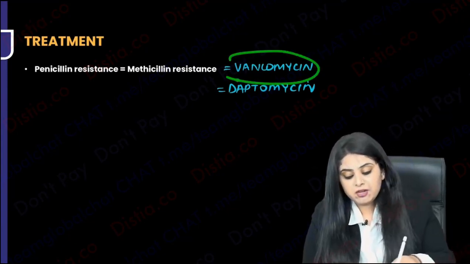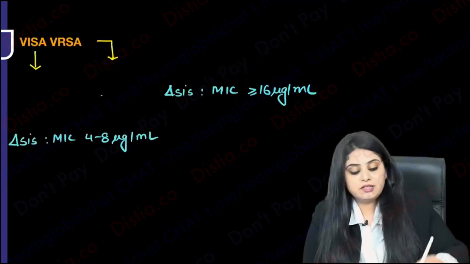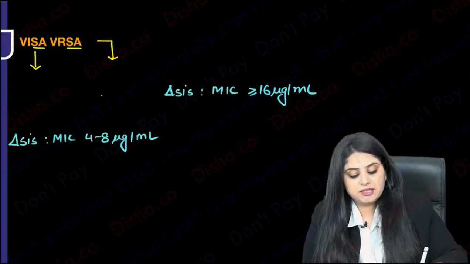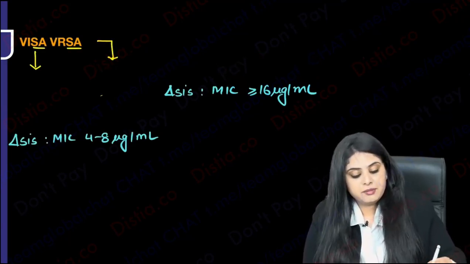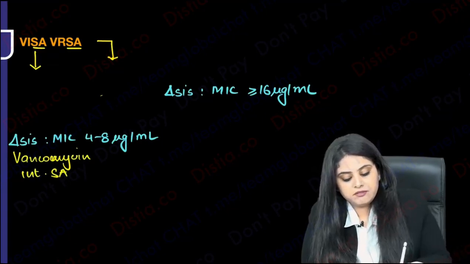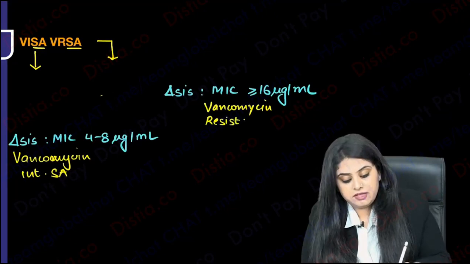So now even vancomycin resistance is known. That is known as VISA and VRSA. VISA and VRSA, SA you already know, Staph aureus. So VISA basically refers to vancomycin intermediate Staph aureus, whereas VRSA refers to vancomycin resistant Staph aureus. There is a difference between VISA as well as VRSA.